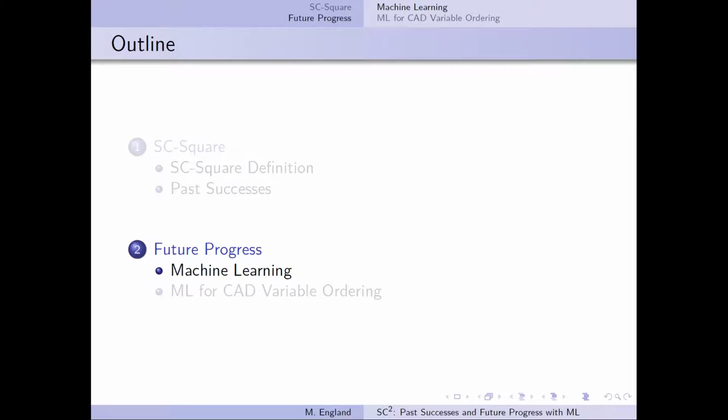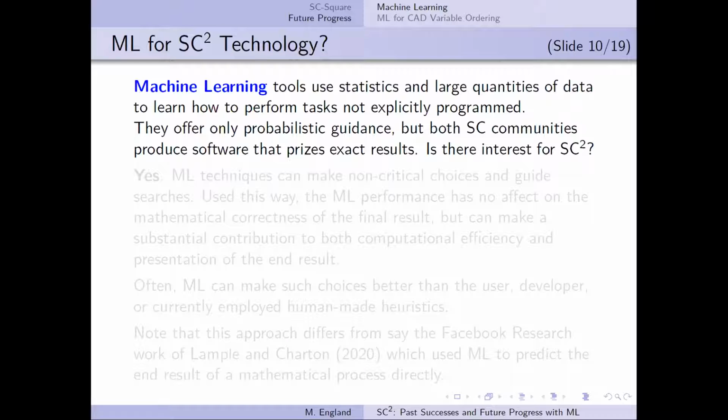Okay. So let me talk a little bit about this and how it links to SC². So I'm sure everyone's heard of the term machine learning, but let's just put a definition on it in case. So machine learning tools are algorithms and tools that use statistics and large quantities of data to learn how to perform tasks that are not explicitly programmed.